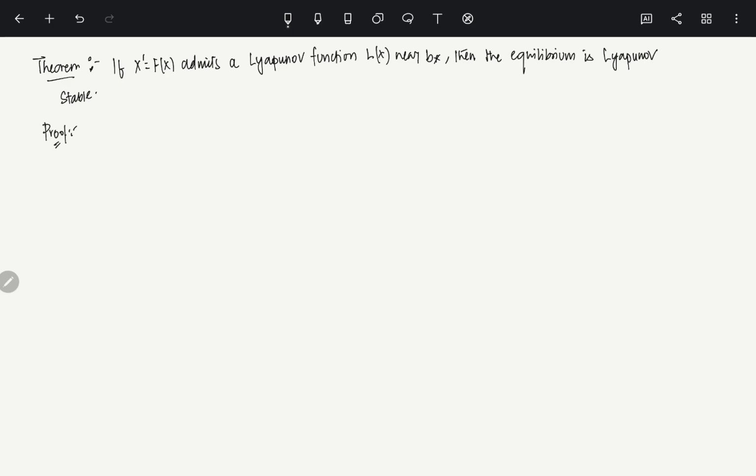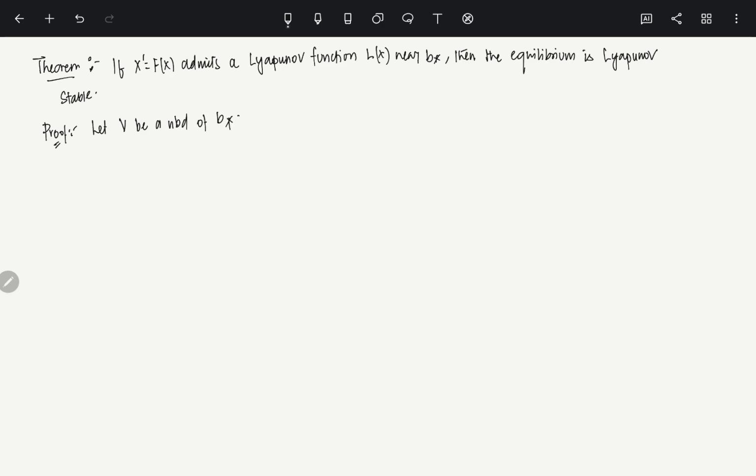Again, this is very easy. What it is saying is this: if you want to show that the equilibrium is Lyapunov stable, all you need to do is find a Lyapunov function. That's what it is saying. Very, very simple statement, but very powerful. So how do I prove it? Let's start with, let V be a neighborhood of b star. So b star is our equilibrium, right?